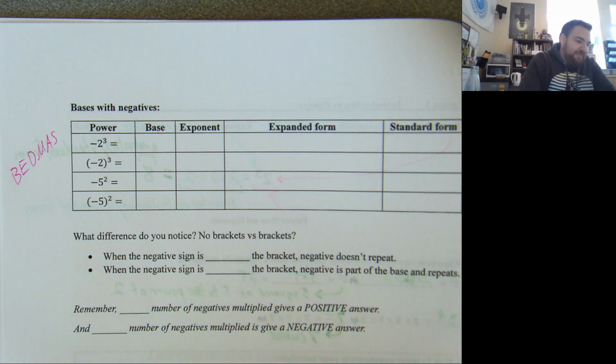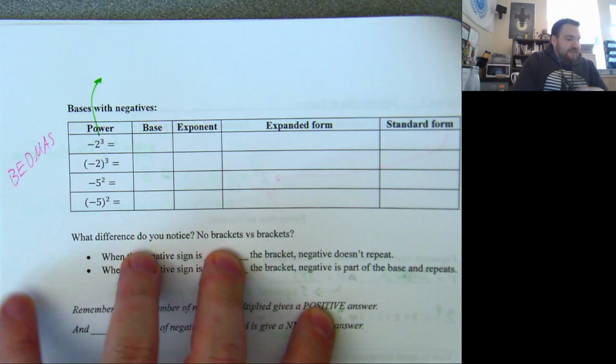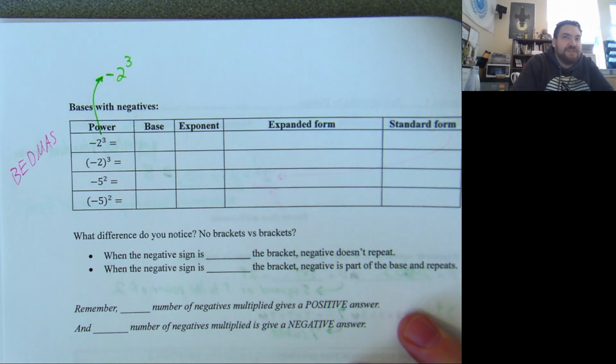Okay, here we go. We're going to go up here. This first one, I'm going to write down -2 to the power of 3, and we're going to talk about what this means.